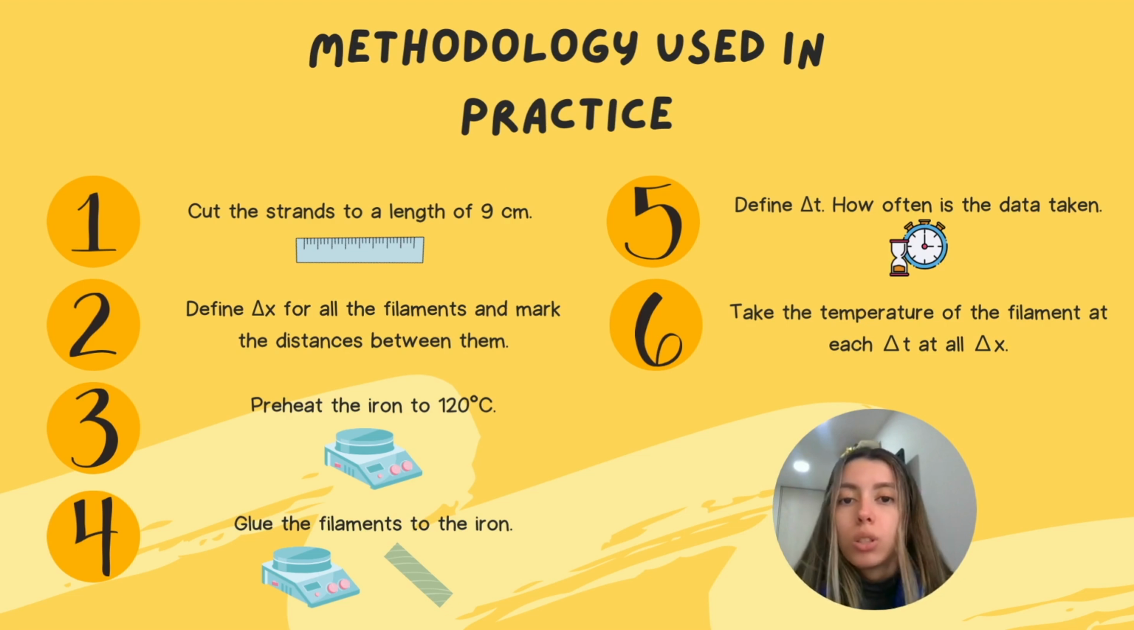Here is the methodology used in the practice. First, we have to cut the strands to a length of 9 centimeters. Then we have to define the delta for the distance for all the filaments and mark the distance between them on the filament. Then we have to preheat the iron to 120 Celsius, and then we have to glue the filaments to the iron. Then we have to define the delta of the time and how often we are going to take the data. And finally, we have to take the temperature of the filament at each delta of time and each delta of distance.